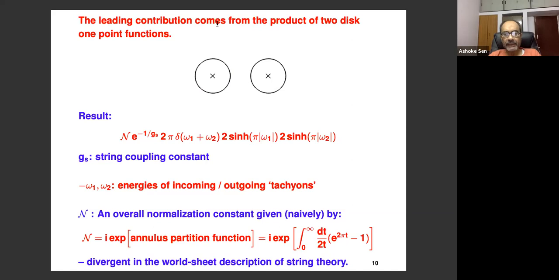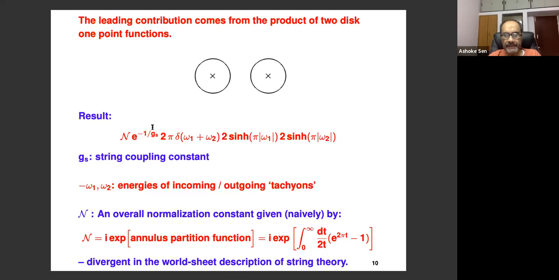So let me start with the leading contribution. Okay, so what do you mean by leading contribution? By leading contribution, one means that it's of course an instanton contribution, right? So there is always a factor of e to the minus 1 over gs. So gs is the string coupling constant and 1 over gs is the instanton action.